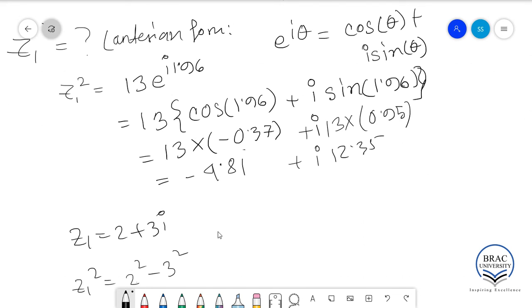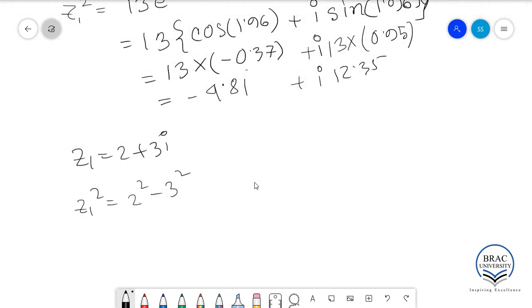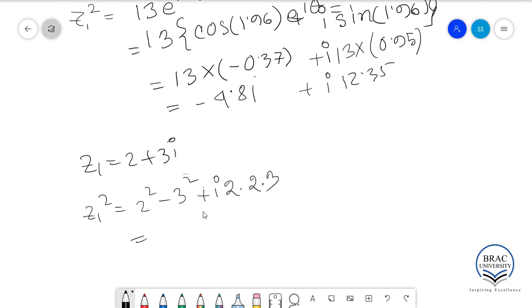Now let's try to match this. As you can see, I have already written z1 as 2 plus 3i and z1 squared as 2 squared minus 3 squared, because this is coming from the formula for Cartesian powers that we discussed in the previous example video. And you type i, you type 2, you type x, and you type y. So as you can see, this is becoming 4 minus 9 plus 12i. Now you might say, no, this is 4.81 and this is 12.35.